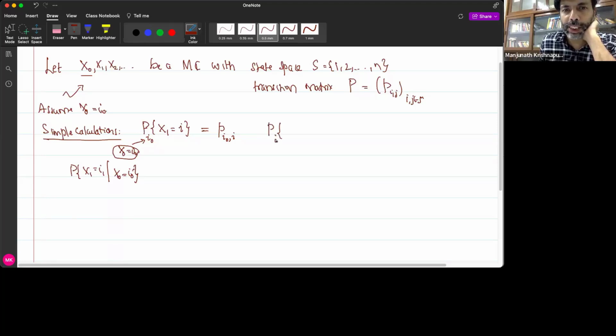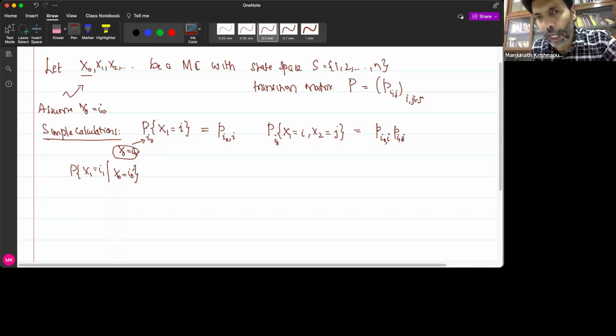What is the probability, starting from I0, that x1 is some, let's say, I and x2 is some j? Well, if you think about it, first it is starting at I0, it has to go to I. So that probability will be P I0 I. But having come to I, what's the probability it will go to J? Now it is at I, so it has to go to J. So that is P I comma J. So P I0 I, P I comma J.